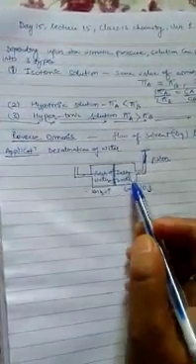A very good example can be seen in the RO water purifier which we use in our home. Its basic principle is reverse osmosis. That means it is based on the flow of solvent from lower concentration to higher concentration. RO means reverse osmosis.